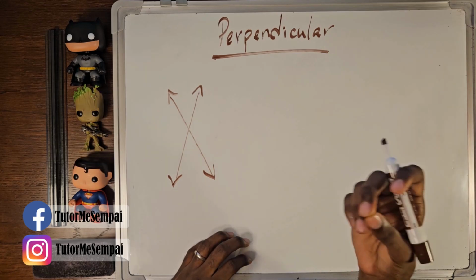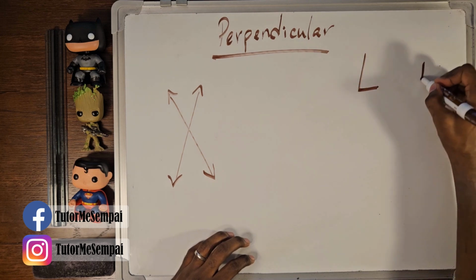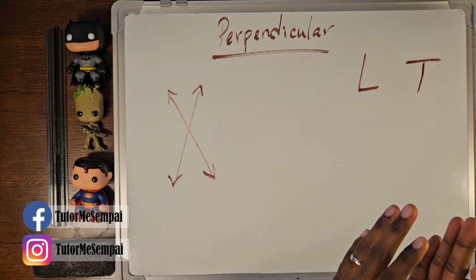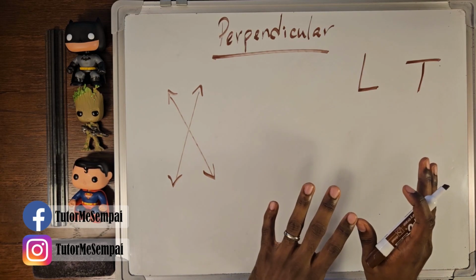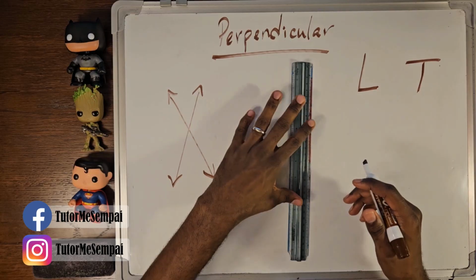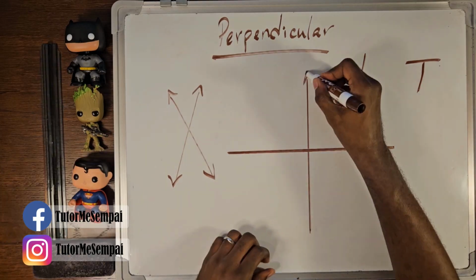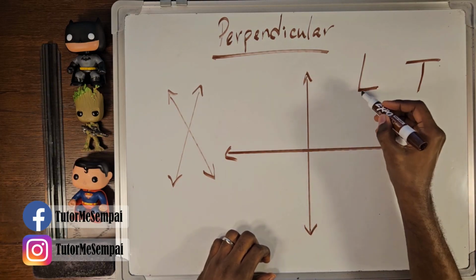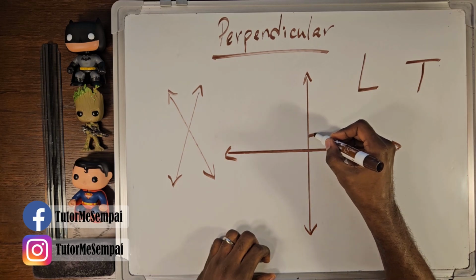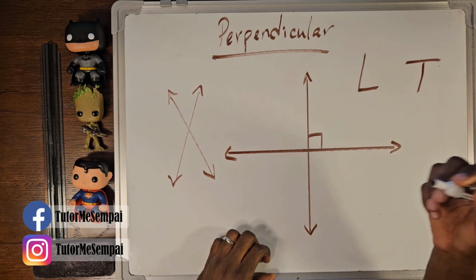What makes intersecting lines perpendicular is if you will have an L shape or a capital T shape. If your lines make something like this, you're going to have a perpendicular line. That's because, and I'm going to be good and try to make them extremely straight, when you have this L shape here or a T shape, you're going to be able to make this box here. And this box is called a 90-degree angle.